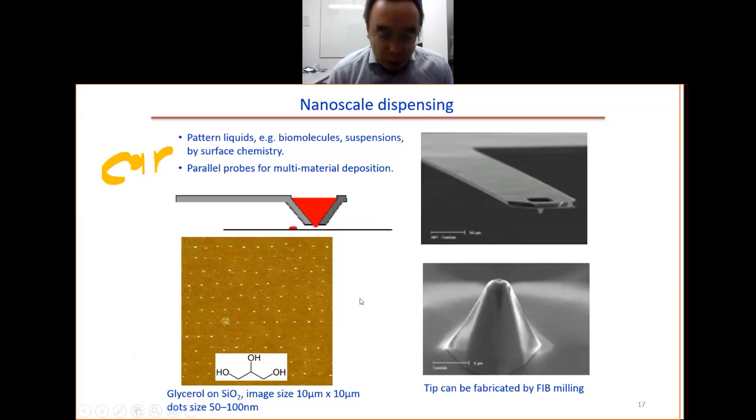So how to make this pen? Well, this pen is made by focused ion beam milling. You do the focused ion beam milling. You can mill the hole through it. You get this pen.